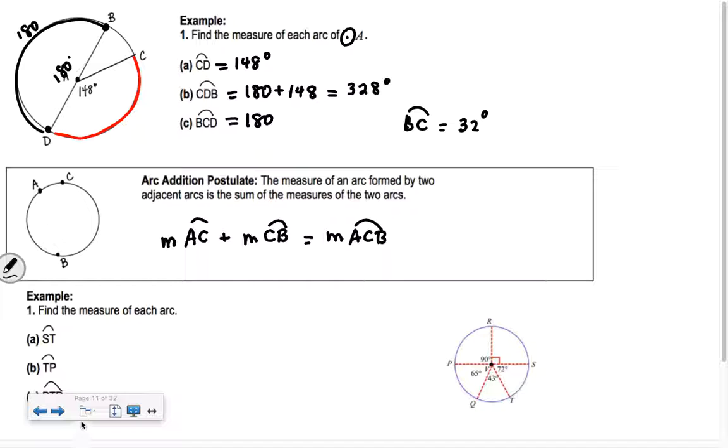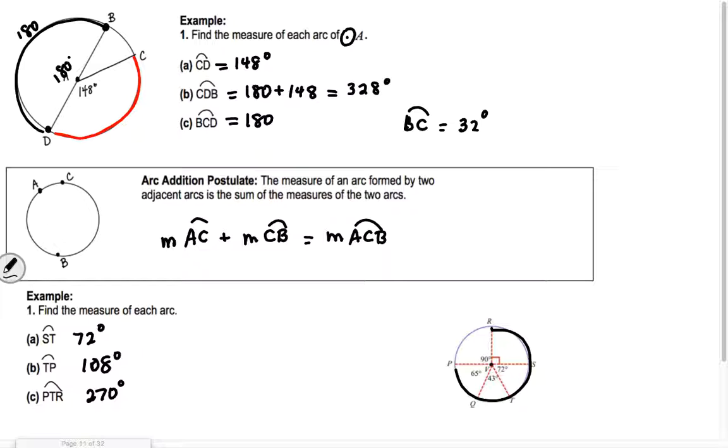All right, so find the measure of each arc. If I have ST, what do I think ST is? 72, right? TP. What would I add together to find TP? 43 and 65, so I get 108. And then PTR, 270, because I would have to take 360 minus 90. Does that make sense? I have to get rid of that 90 degrees. Do you guys see how that works? Instead of adding 65, 43, 72, and 90, it'd be much easier to take 360 minus 90.